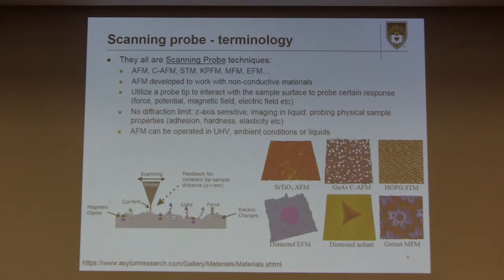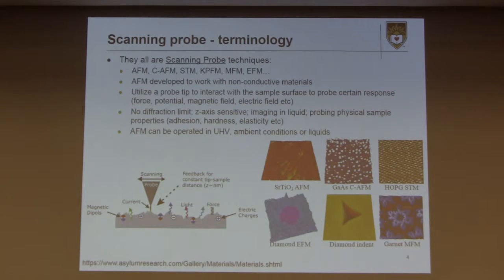Now AFM and all the rest of the techniques utilize probe interaction with the surface. That's all there is. And they measure a certain response, a certain observable, if you will. It can be a force between the tip and the sample. It can be potential difference. It can be magnetic fields, and so on.